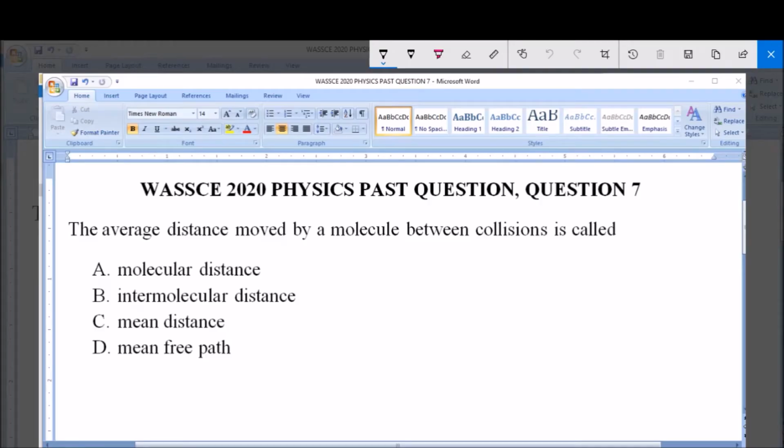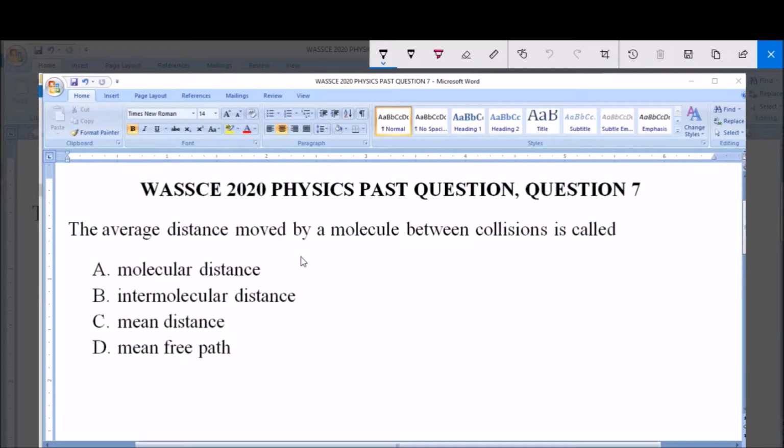I will be answering WASSCE 2020 Physics Past Question, Question 7. The average distance moved by a molecule between collisions is called A. Molecular distance, B. Intermolecular distance, C. Mean distance, and D. Mean free path.